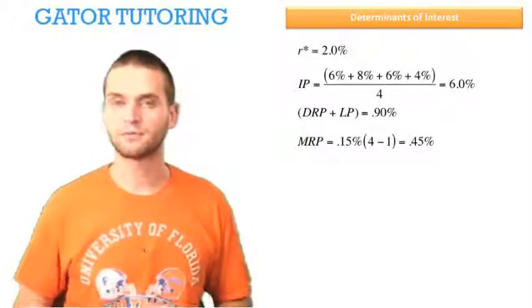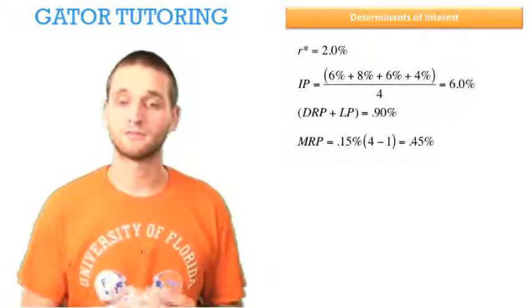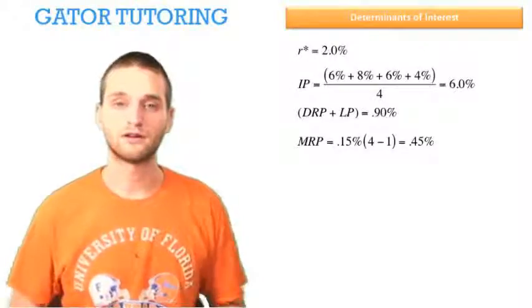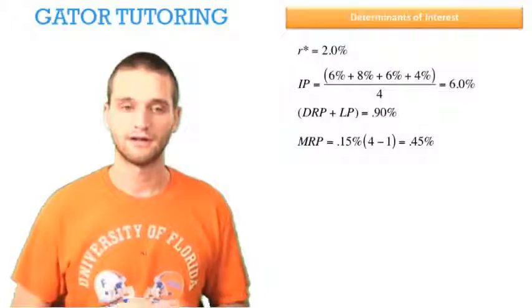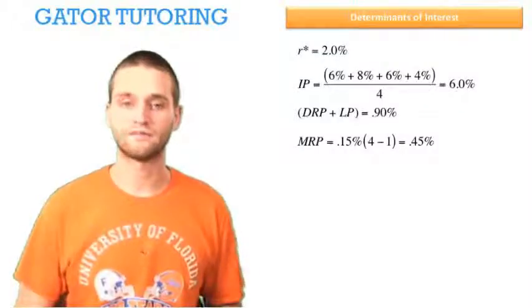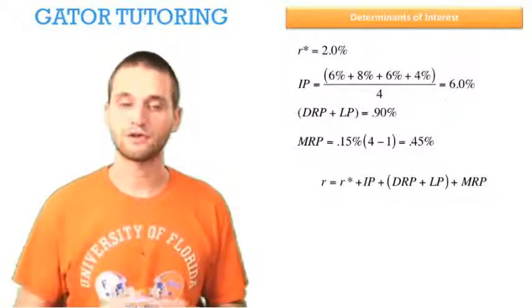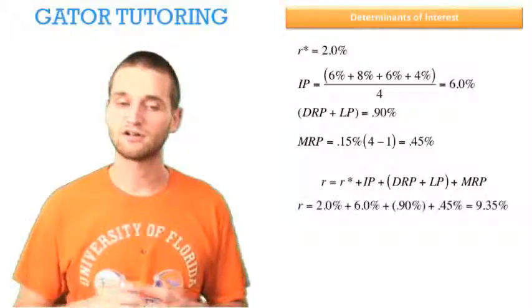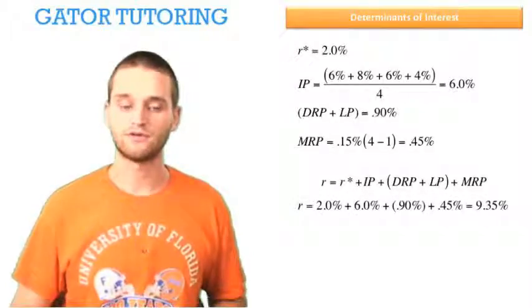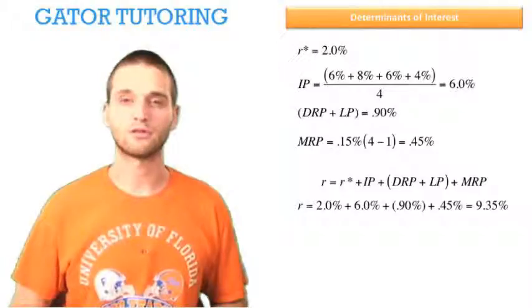And the maturity risk premium is 0.15% times (t minus 1). Here t is 4 because again we're dealing with a 4-year bond. And the maturity risk premium is 0.45%. So here's our equation again. Now we have all the components, we just plug them in and we solve for the nominal rate and we get 9.35%.